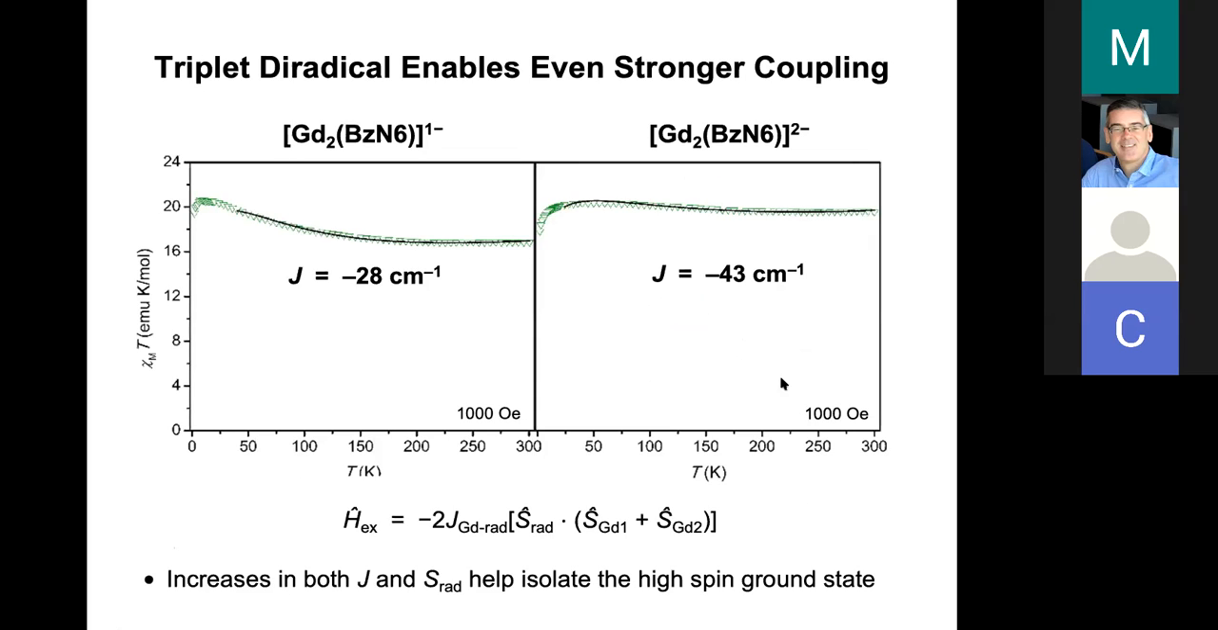Right? And this is just showing you have even much stronger magnetic exchange coupling now between that benzene 2 minus triplet. As you increase negative charge, you should expect the orbitals are more diffuse and have larger overlap with the metal species. And so that's confirmed here. We have, this is now easily a record for gadolinium exchange coupling.